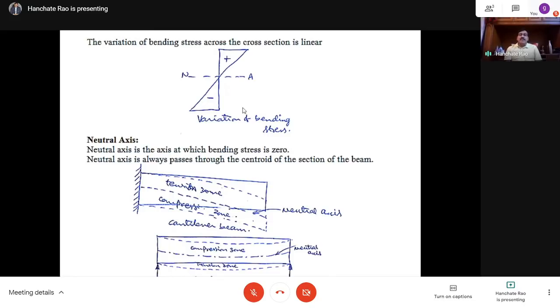The strain variation is linear, but the stress variation will not be linear. It will be parabolic. We assume a parabolic variation. So if you are going to limit state design, this is not the variation of the bending stress. This is applicable only for the working stress method of design, where the variation of bending stress is linear. But whether it is the limit state method or the working stress method, we assume the strain varies linearly.